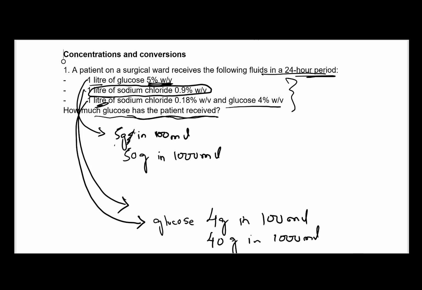Can you understand that? From the first solution, I figured out the patient is receiving 50 grams. From the third solution, the patient is receiving 40 grams. The question is how much total glucose the patient is receiving. So that would be this plus this.